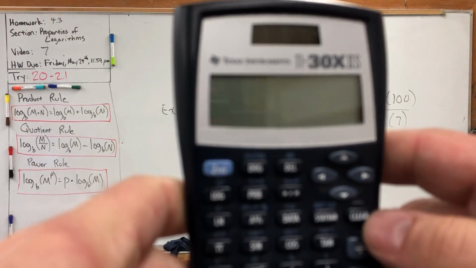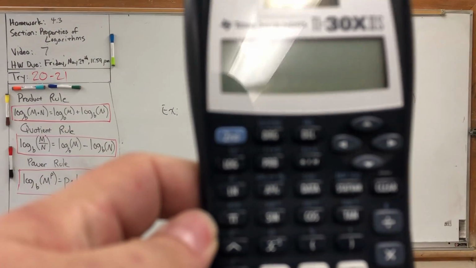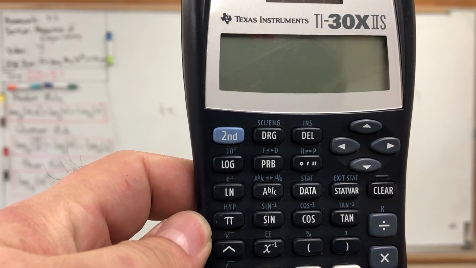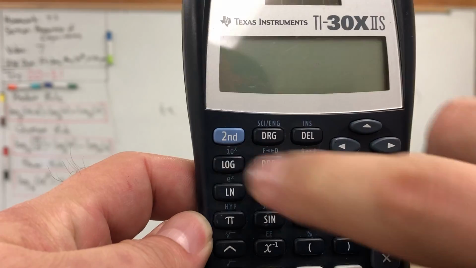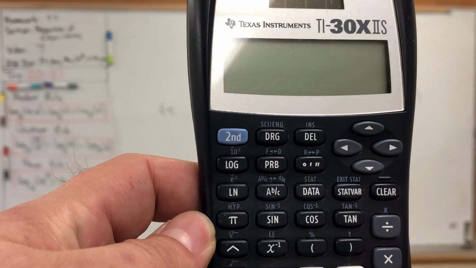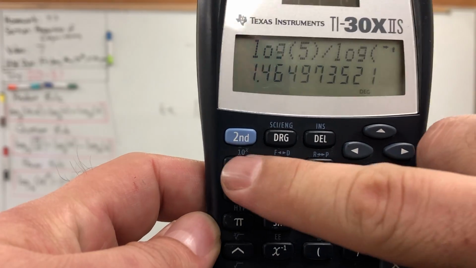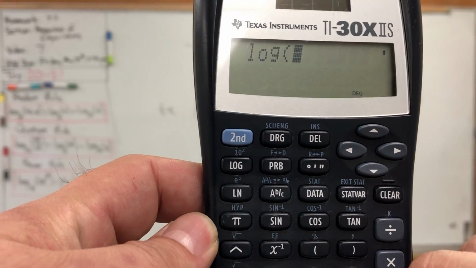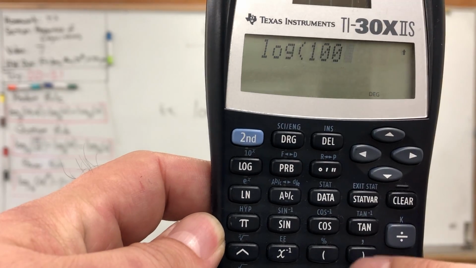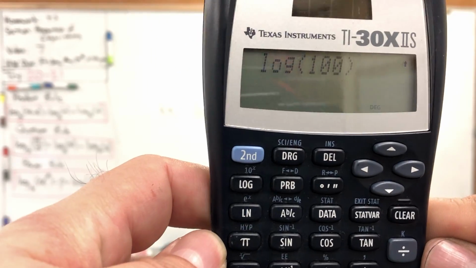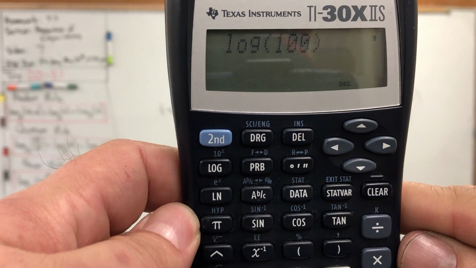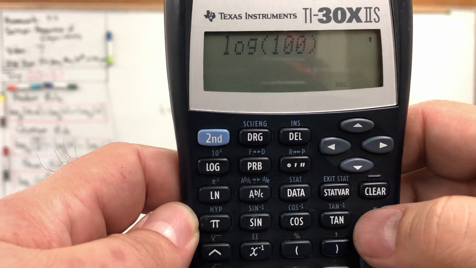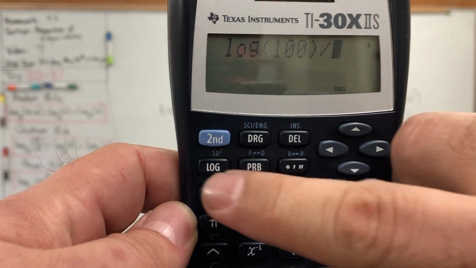All right, let's do the ones using log in this one. So it was log of 100 divided by log of 7. Log of 100, close parentheses. Wait a second, I know what that log equals. You should too. What power turns 10 into 100? 2. But I'm using a calculator, so I'm not going to worry about it. Divided by log of 7.